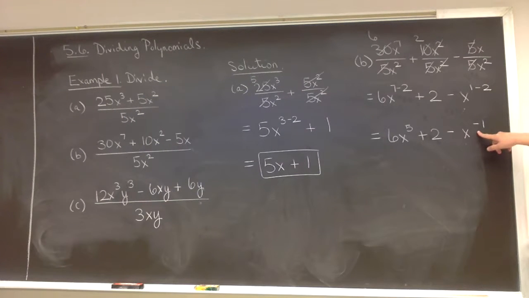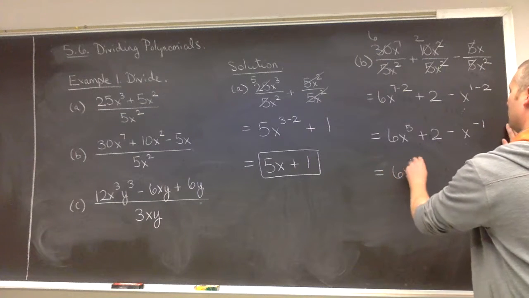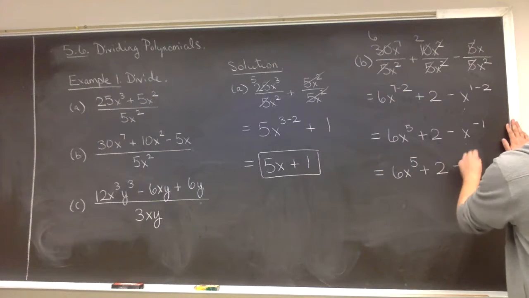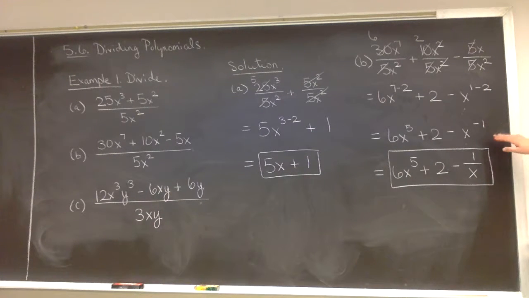Finally, since we have an x to the negative 1 here, we're going to fix that by bringing x to the first downstairs. I mean, that's how negative exponents work. We switch their place in the fraction, and that makes them positive. So x to the negative 1 is the same as 1 over x to the first.